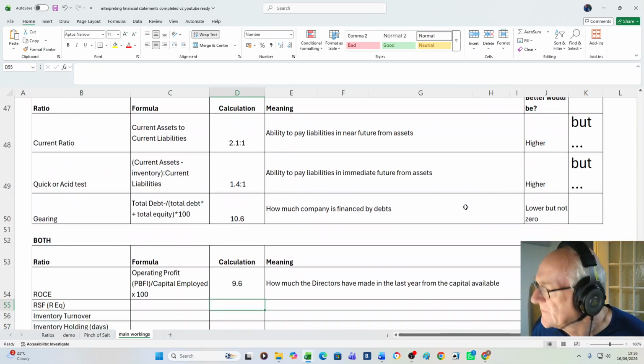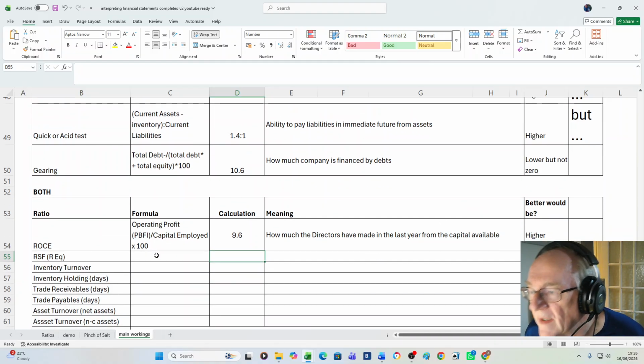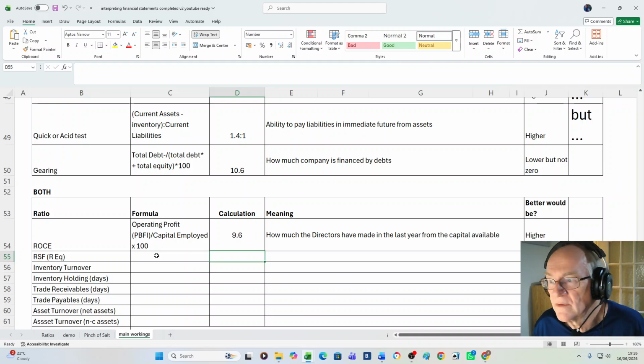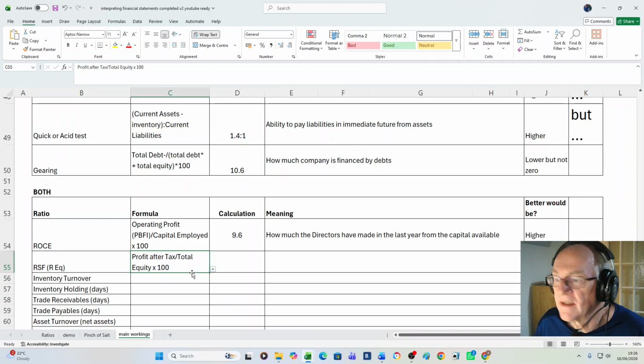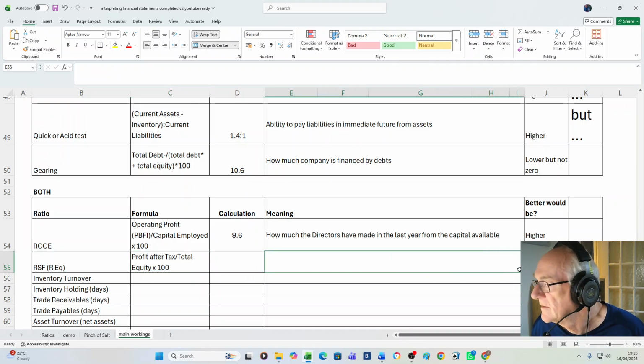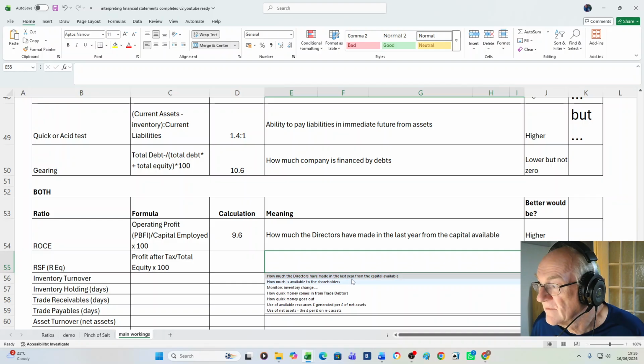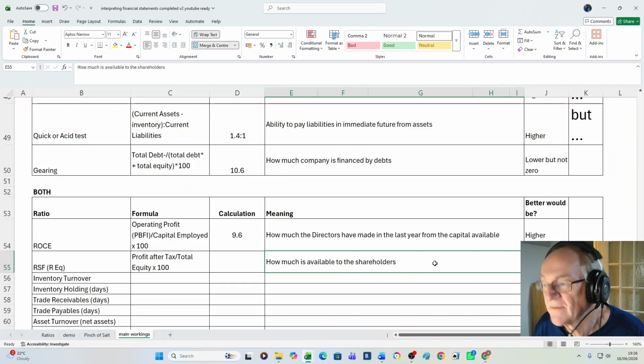9.6%, it was 100. And then a similar formula but slightly different numbers, so they really go as a pair. One is not better than the other, they are both important. And this one is the profit after tax over total equity. Because it's after tax, this is a percentage that can be paid in dividends to the shareholders, and the rest of it will be retained earnings.